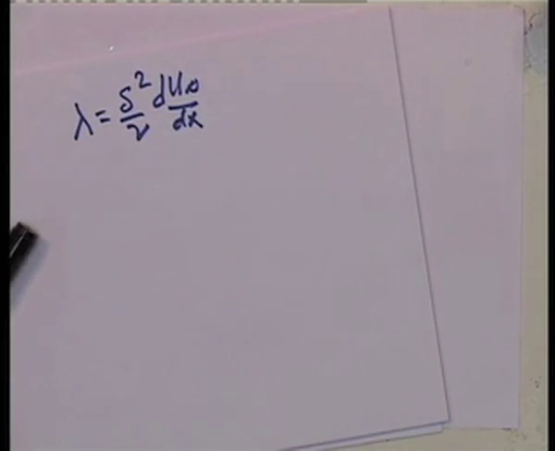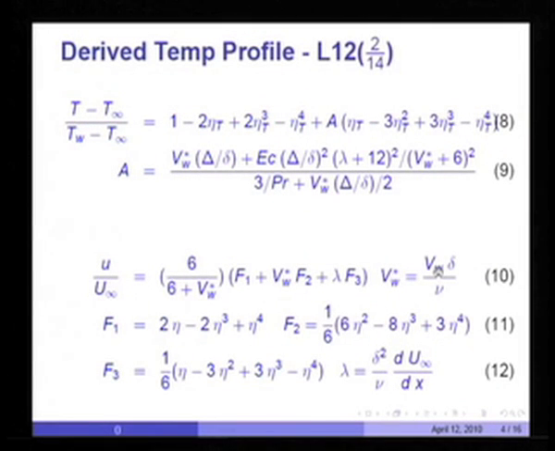V w star is simply V w delta by nu, and the corresponding velocity profile is again reproduced to refresh your memory. F 1 is equal to that function, F 2 multiplied by V w star is that function, and F 3 multiplied by lambda is that function. So, we now have a temperature profile and a velocity profile. As you can see, the expressions are quite complex, but nonetheless can be worked on a piece of paper.